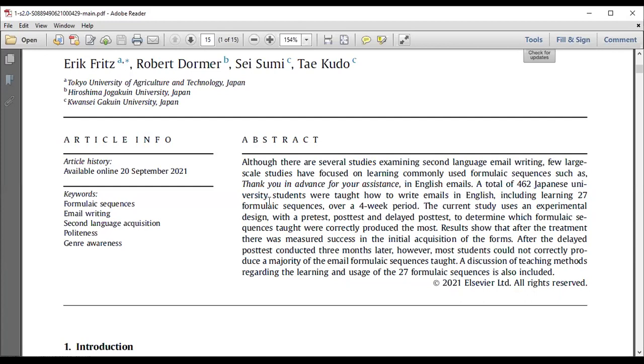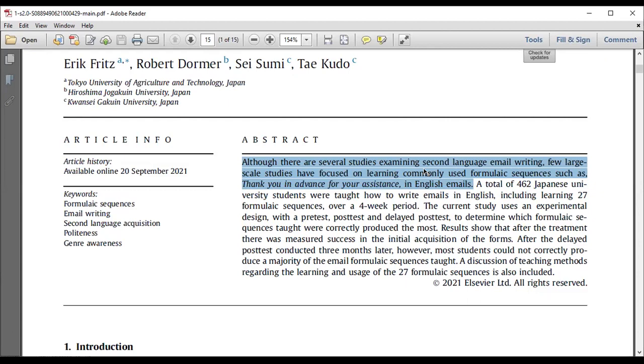For the second instrument, the appeal. When we analyze the appeal, we look at Move 1, just this one. Although there are several studies examining second language email writing, few large studies. What do you think? What kind of appeal is this? Out of 5, in the instrument. How many appeals? There are 4 appeals.